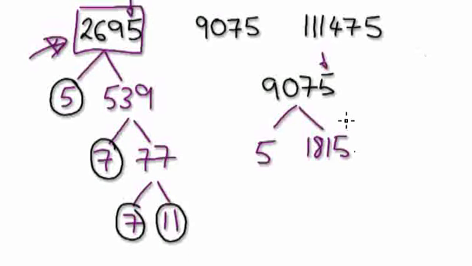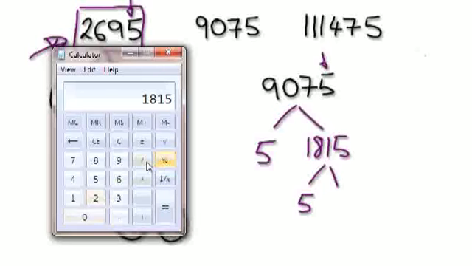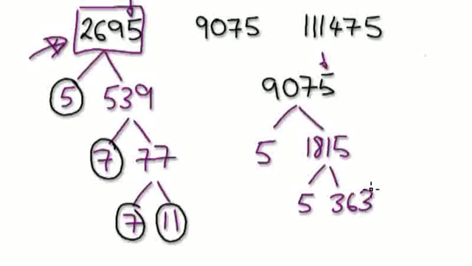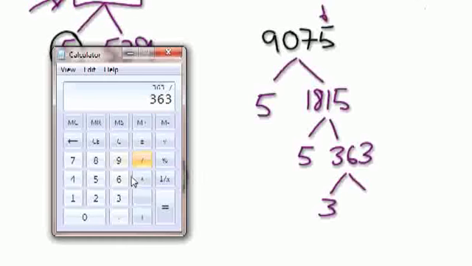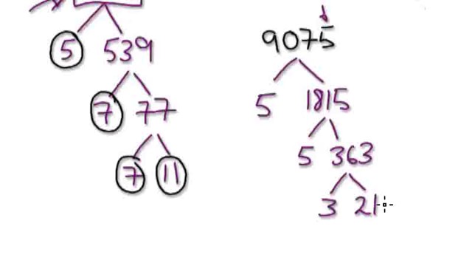So it's 1815. I'm going to try 5 again because there's a 5 here. So it should divide by 5 as well. Let's divide it by 5. So that's 363. Well, when there's a 3 there, I'm going to try a 3. Let's see if this divides by 3. It should do. Okay, 121. Sorry, hang on. It should be 121.